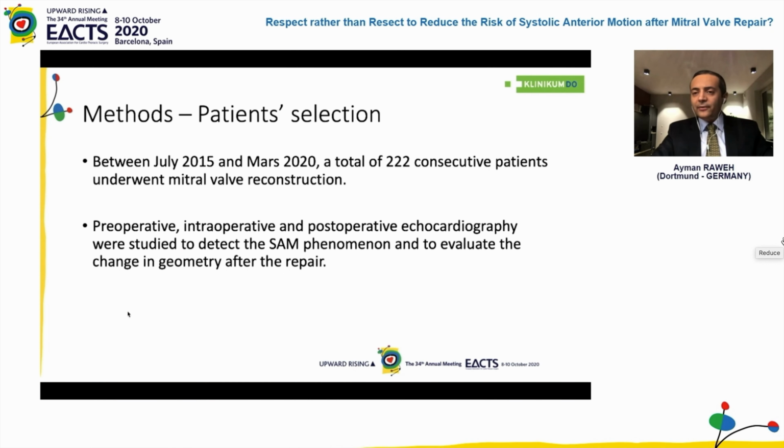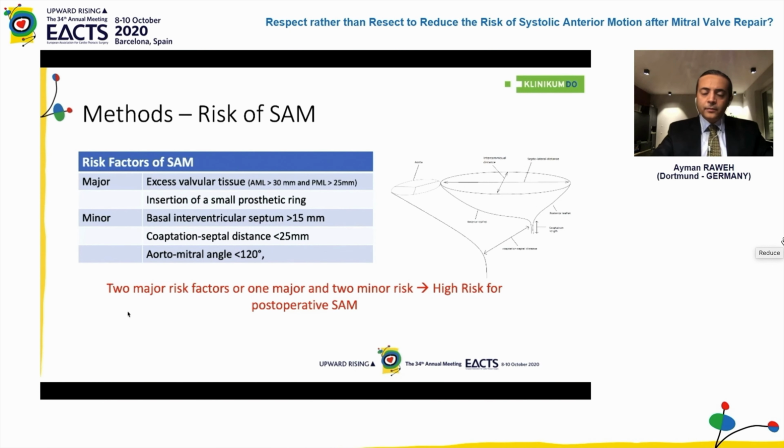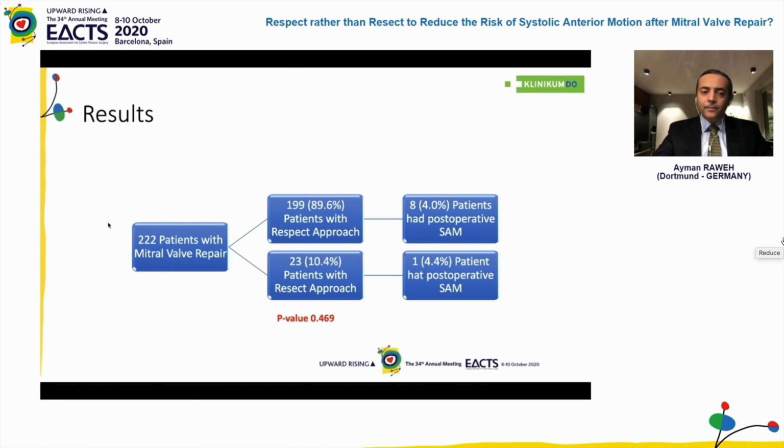Between July 2015 and March 2020, a total of 222 patients received mitral valve repair, and we studied the echocardiography of these patients. Systolic anterior motion has risk factors. If the patient had two major risk factors, or one major risk factor and two minor risk factors, he was considered high risk for postoperative SAM. In our study, 222 patients had mitral valve repair.